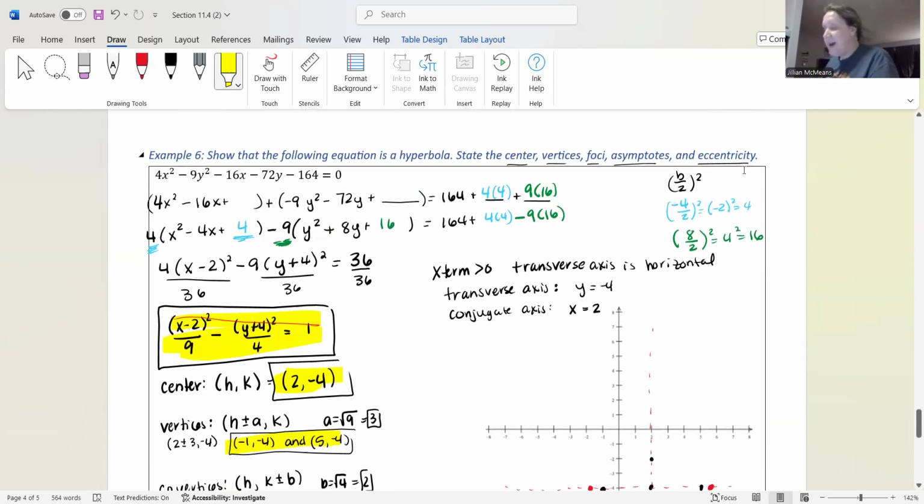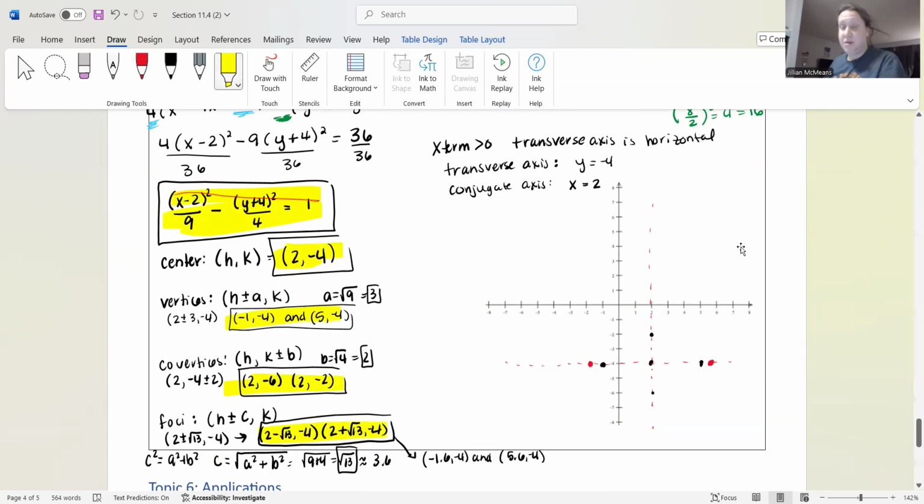Okay, we need to find the asymptotes and the eccentricity, and then we'll sketch this. So we're really, I promise, super duper close. Okay, so eccentricity, we'll squeeze it in right here. So eccentricity, remember, it tells us how open our hyperbola is. And it is the formula e equals c over a.